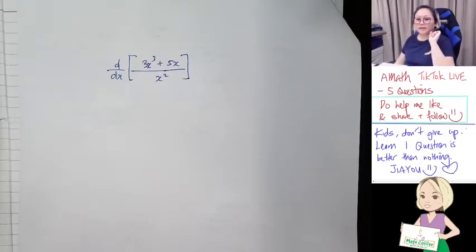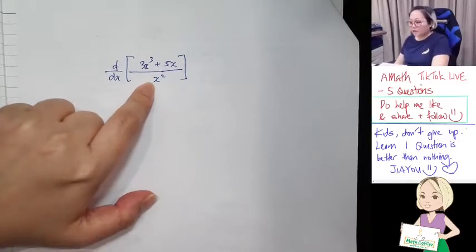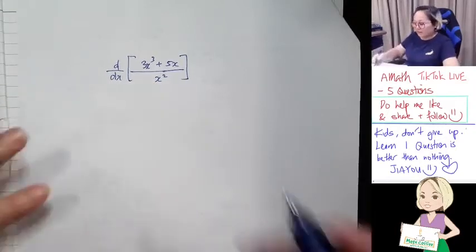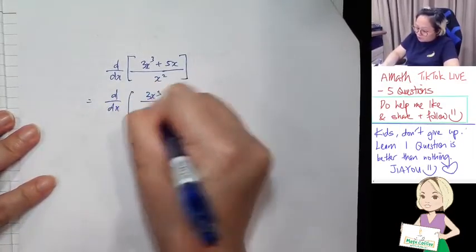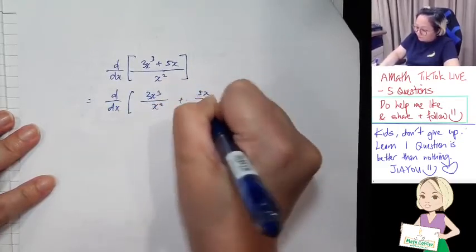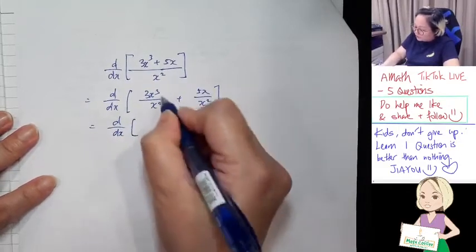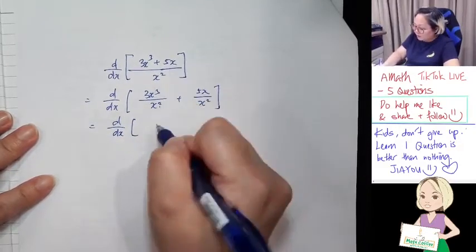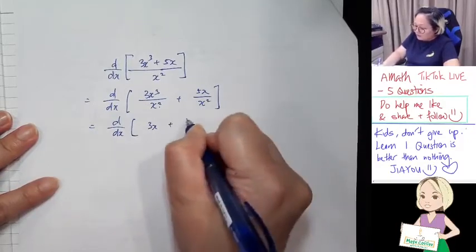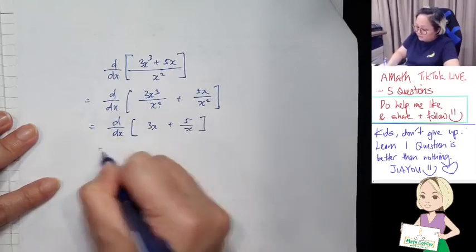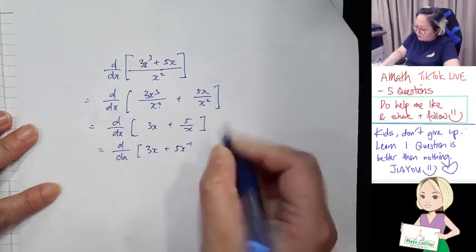Check your denominator. Your denominator only has one term, right? So if it's one term, it means that I can split it. I will put it as 3x cubed over x squared plus 5x over x squared. Haven't differentiated yet, not ready yet. So this one, see, x cubed and x squared cancel, so it becomes 3x. This one becomes 5 over x. So this one becomes 5x to the power of negative 1.